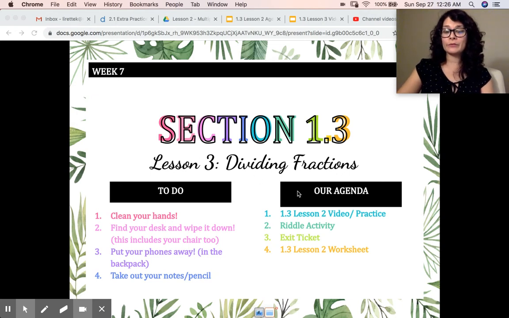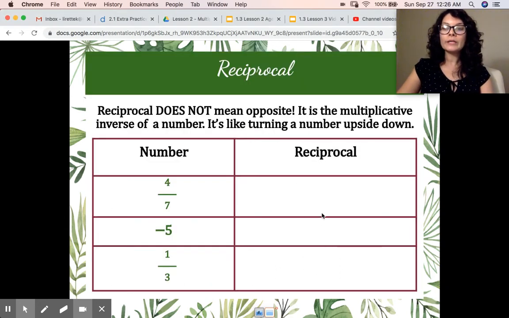Today we're going to be talking about dividing fractions. You'll need a notebook, something to write with, and possibly a scientific calculator. So before we can talk about dividing fractions, we need to review a key term that hopefully at some point you've learned, and that is the word reciprocal.